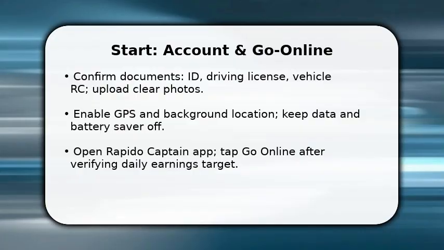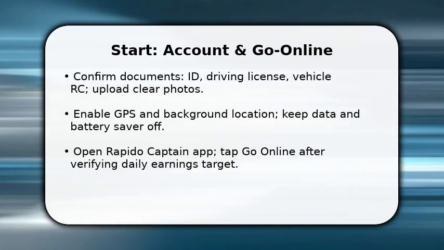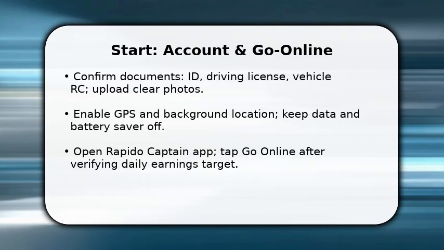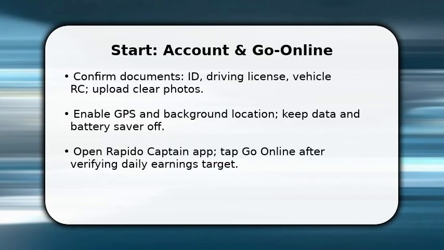You start by verifying essential credentials and app permissions. This ensures you get trips without interruptions. Once uploaded, enable GPS and continuous location so the matching algorithm finds nearby riders. Make sure mobile data is stable and battery saver is disabled. Poor connection causes dropped requests.